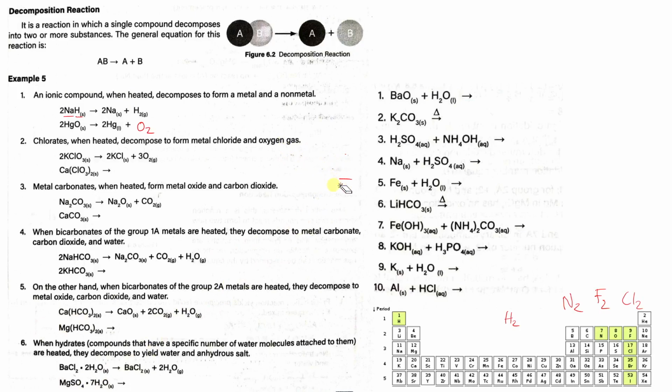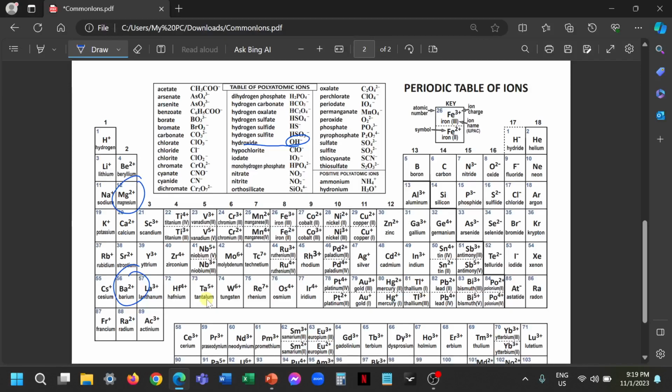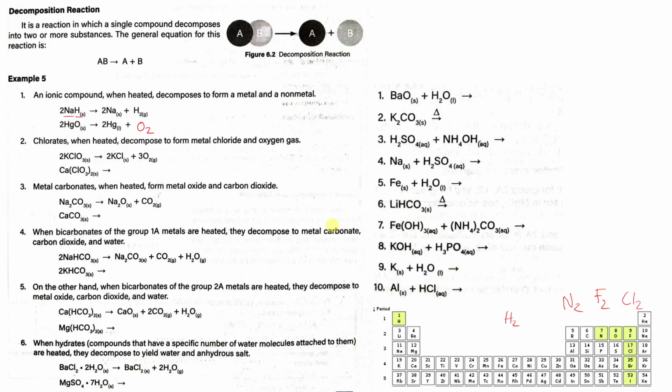Again, they are diatomic elements. Let's proceed to the second format. Here we have a chlorate. When heated, decomposes to form a metal chloride and an oxygen gas. So if you look here, a chlorate has this formula, ClO3. So when you see this one, chlorate, this ClO3. So this one contains a chlorate. Again, the product is a metal chloride. So here we have the metal, then we have chlorine, and then oxygen gas.